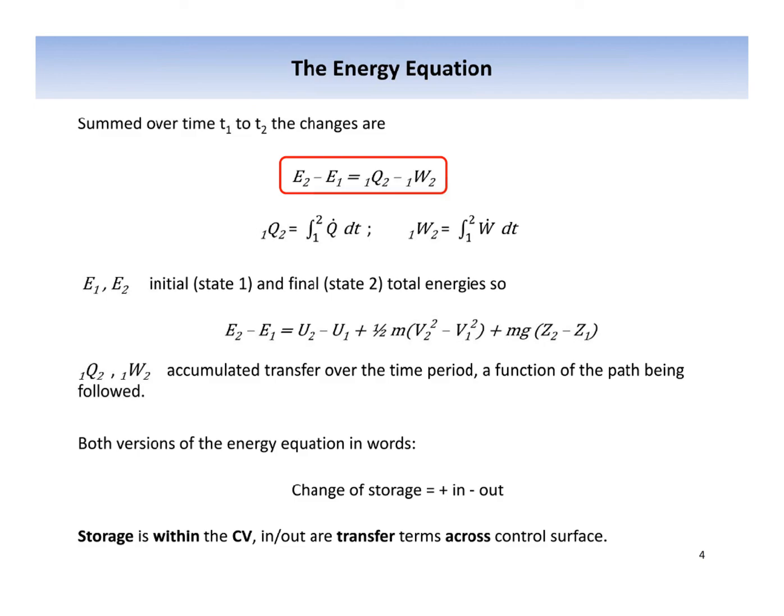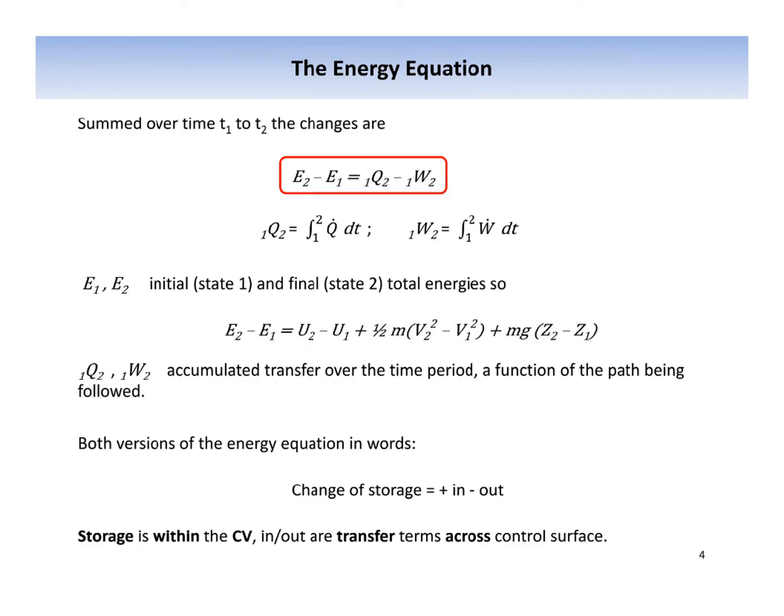So can we write Q1 minus Q2? No, we cannot. However, we write it as Q1 to 2: heat transfer to the system or from the system during this process of getting from state 1 to state 2. So we write energies as E2 minus E1, whereas we write work and heat as Q1 to 2 and W1 to 2, because heat and work are not properties of the system.